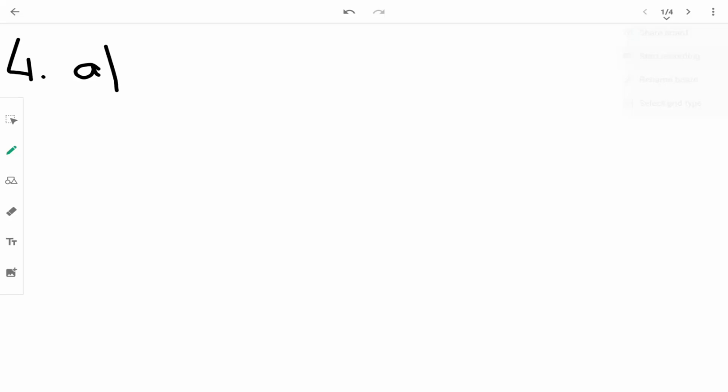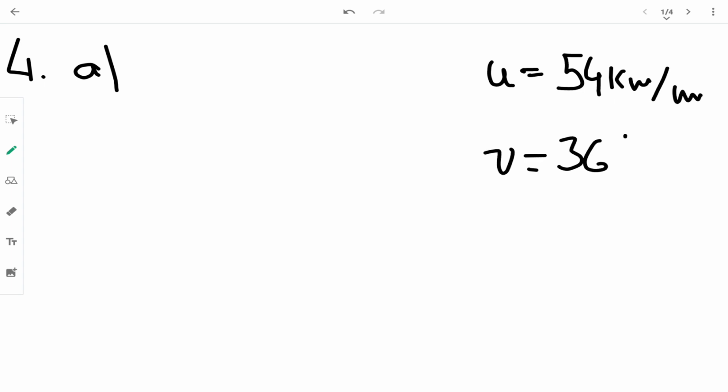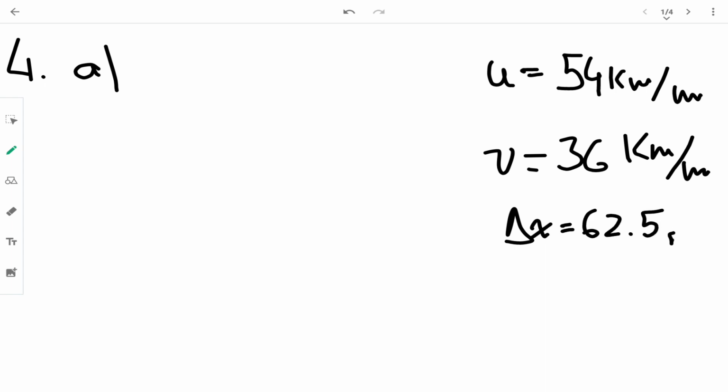So for number 4a, you have a bus traveling at an initial velocity of 54 kilometers per hour, and its final velocity is 36 kilometers per hour, and it reduced the speed over a distance of 62.5 meters. They want you to find the acceleration. I'm going to give you a few seconds to answer the question and then I'm going to come back.